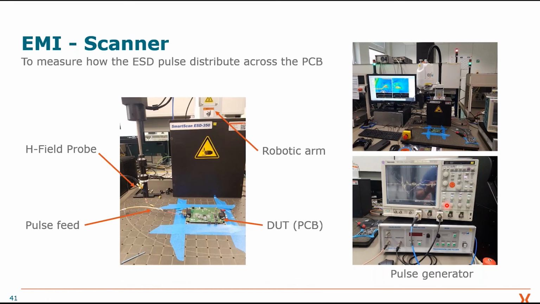Again, the EMI scanner, because we're a little bit proud of it, is special equipment, not common to every company working on electronics. So what you see here is a robotic arm moving this H-field probe, and with the EMI scanner we measure the electromagnetic interference on the PCB, so the current density on the traces.